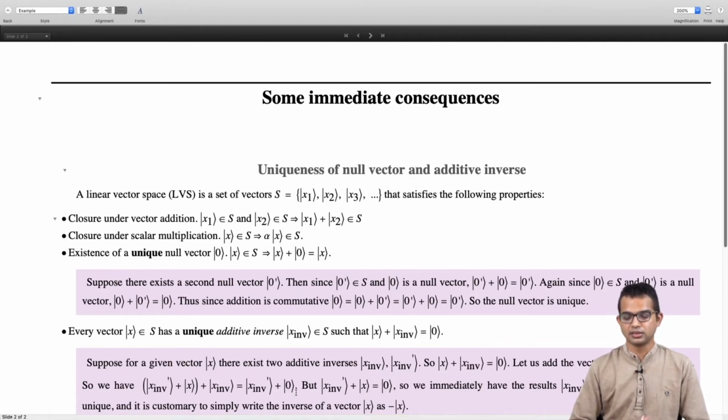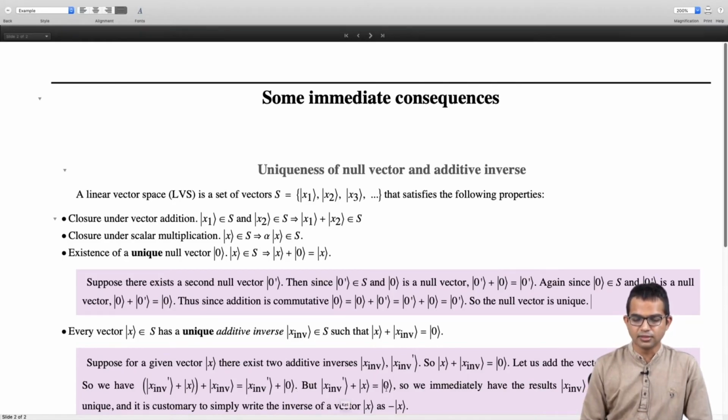Sometimes the minus sign is put inside the ket, but it's simplest to just write it as minus the vector x, and then you explicitly see that the addition of x plus minus x is equal to 0. So the vector 0, if you want to be very precise, must be written as x plus its additive inverse is equal to the vector 0. It's a vector 0, but oftentimes it is just written as equal to 0, just the scalar 0.